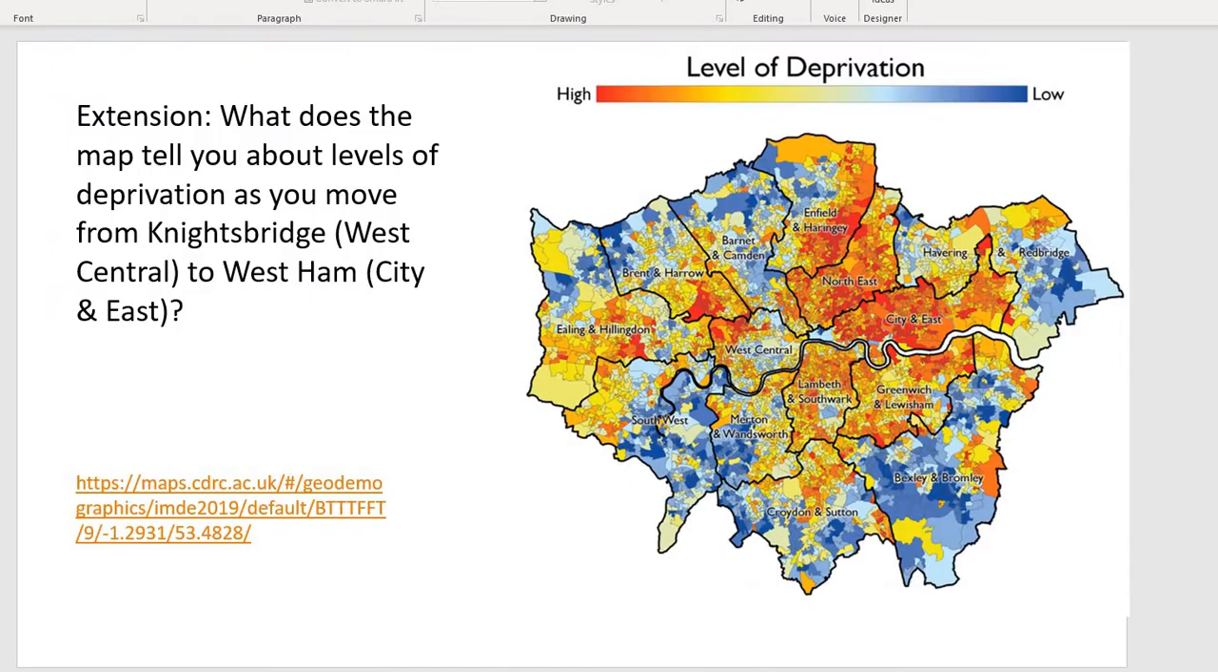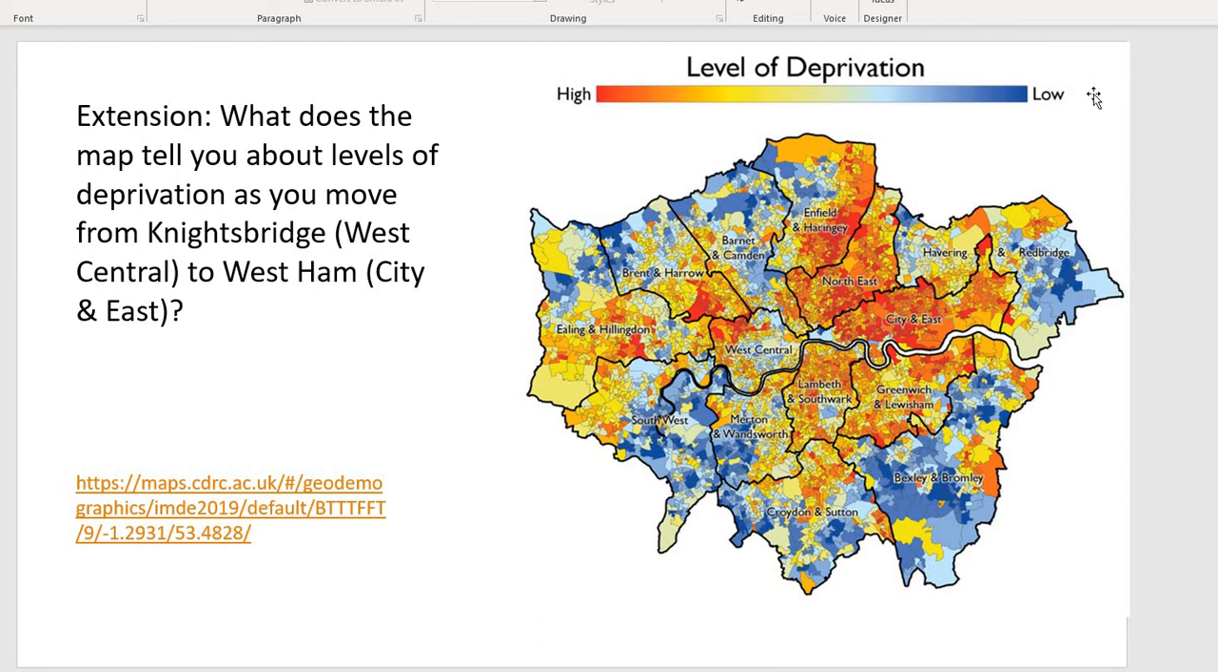Now, last lesson we looked at examples of two different places. We looked at Knightsbridge and we looked at Westham. And so we need to look at this map. This map shows us levels of deprivation across the whole of London. We've got low deprivation, so people who are wealthy and have access to all the things that they need are here in the blue. And then we go through the colour scheme up to the red, which is high deprivation. So these are the people that do not have access to good quality housing or good quality healthcare.